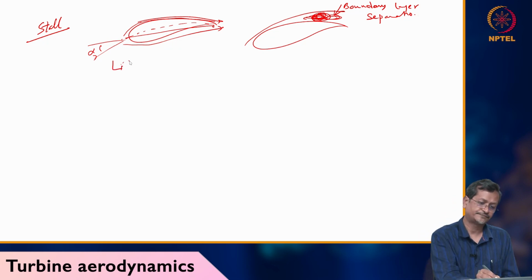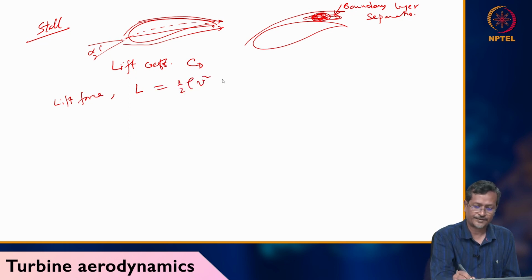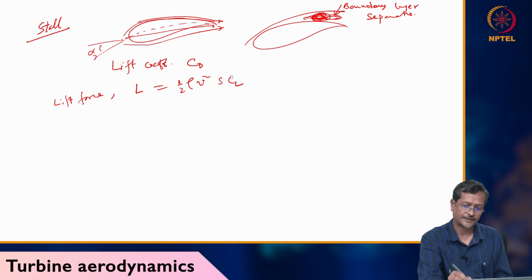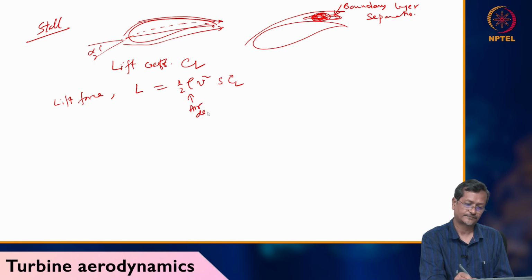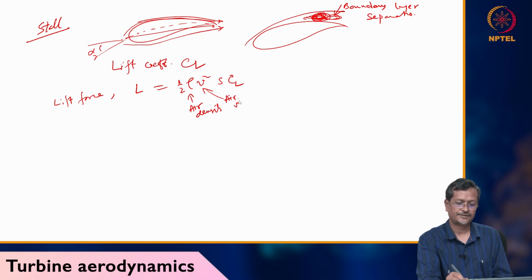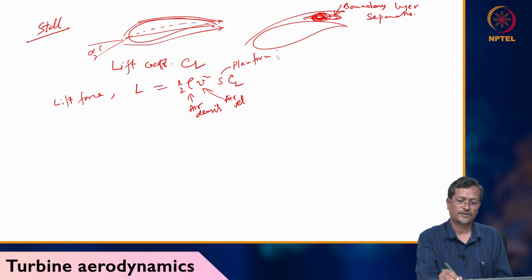So the lift force formula: L is called the lift force. Lift force L equals half rho V square S CL. Okay, this is the lift coefficient CL. Rho is the air density, V equals the air velocity or airfoil velocity, and S is the planform projected area, that whole area, how much area it is covering, that's called the planform projected area. I have already written CL. CL is the lift coefficient.